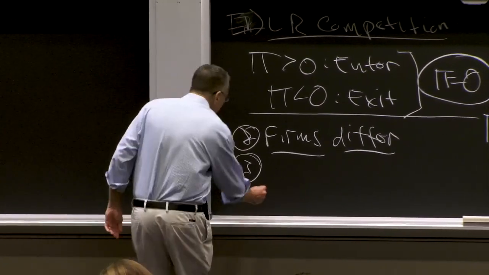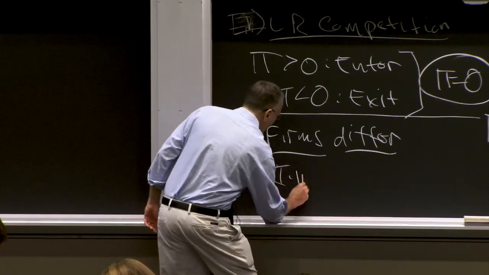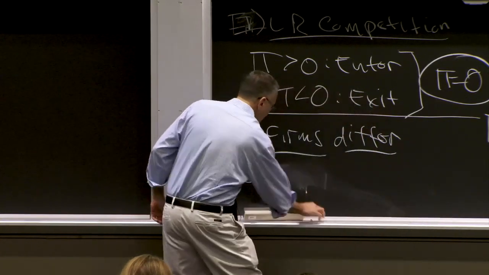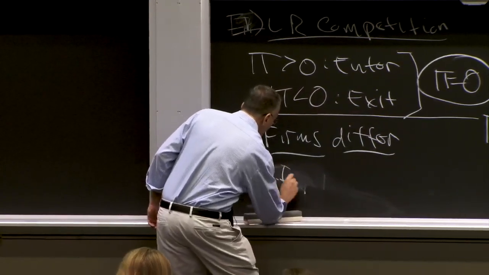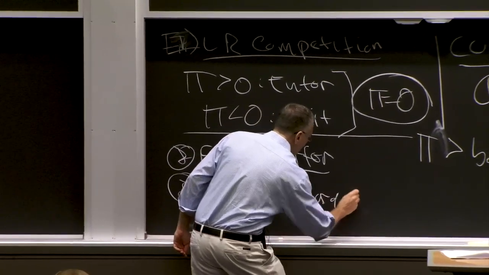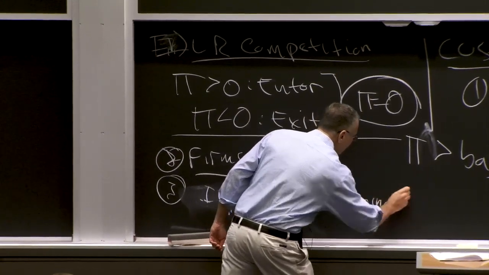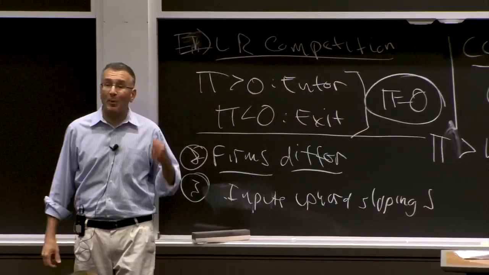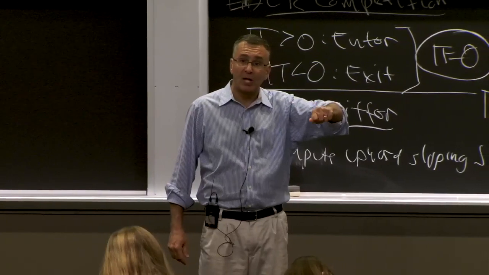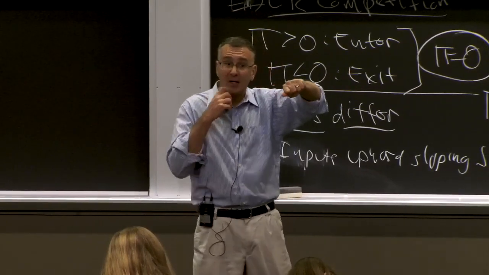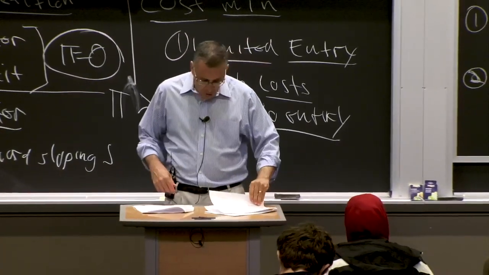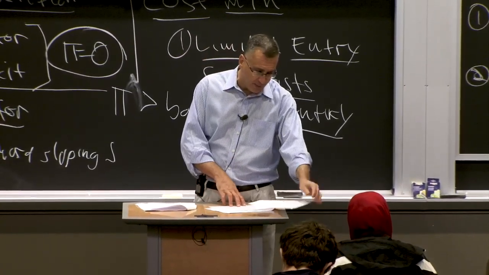And in fact, inputs may have an upward sloping supply. We've assumed input prices are everywhere fixed, but that's not true. And in a few lectures, we'll come and teach you about that. But for now, let's recognize that inputs may have an upward sloping supply. So let's go through that for a couple minutes before we stop.